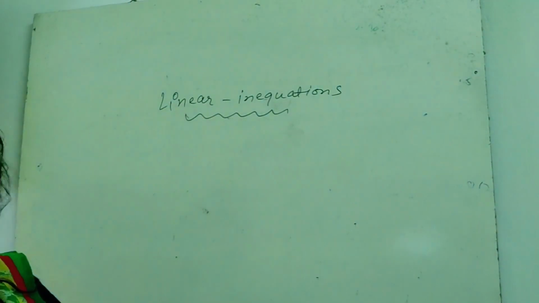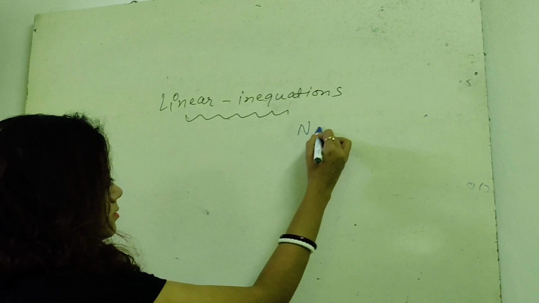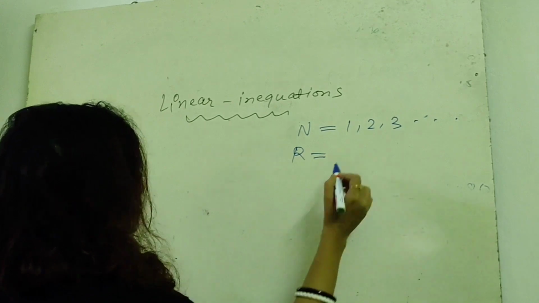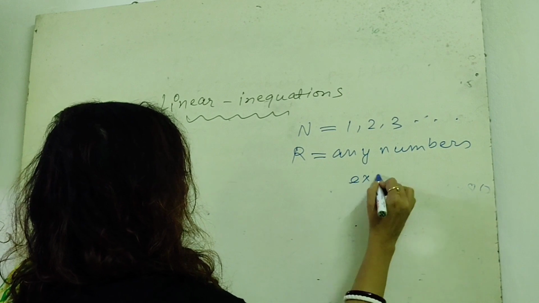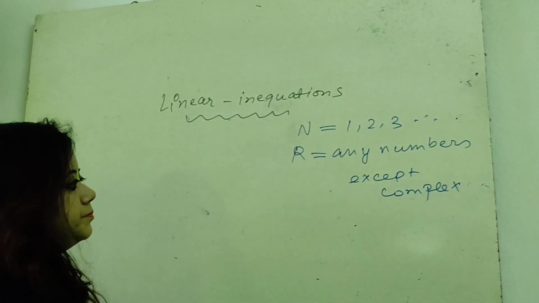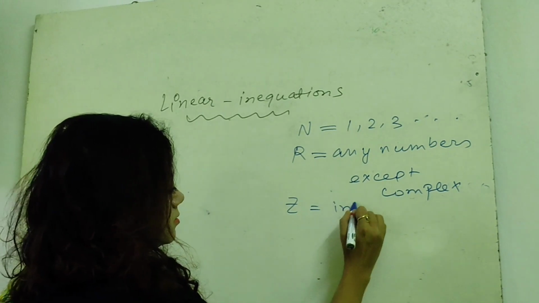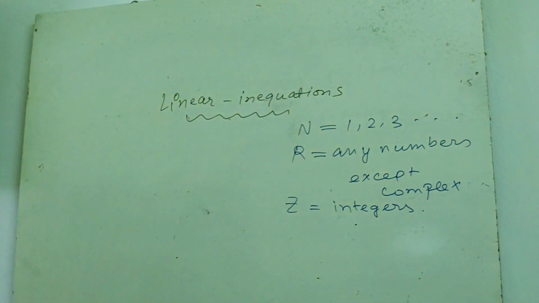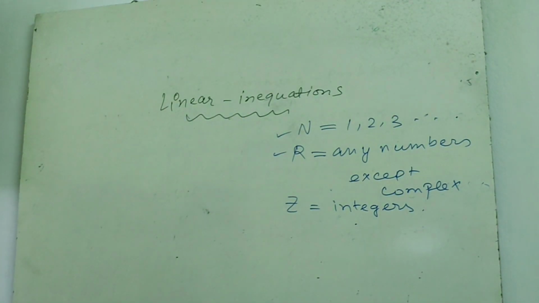I hope that you all know the number systems, like natural numbers, that is 1, 2, 3, dot dot dot, real numbers, any numbers except complex numbers. Okay, and Z, that is integers. In these problems you will deal with natural numbers and real numbers only. Okay, so let's start.